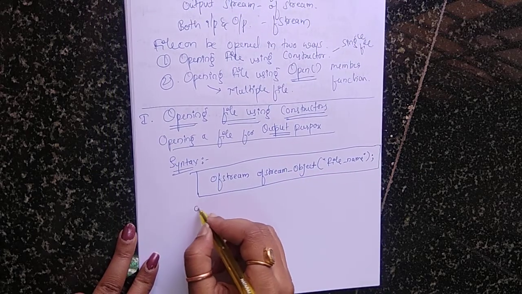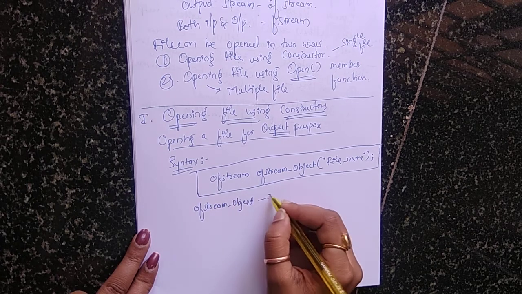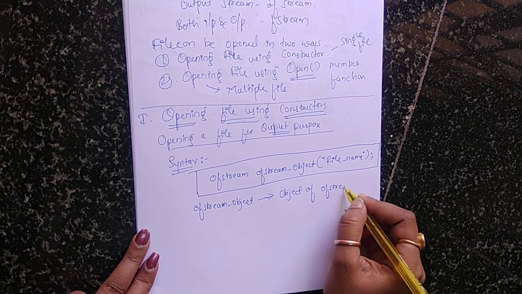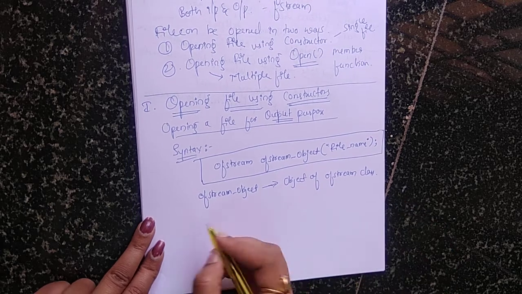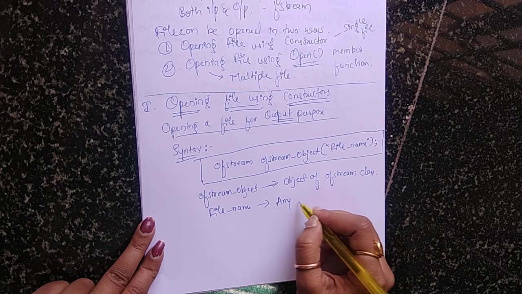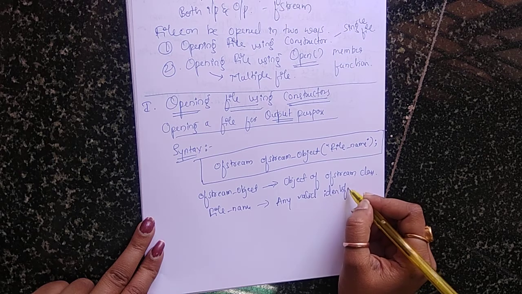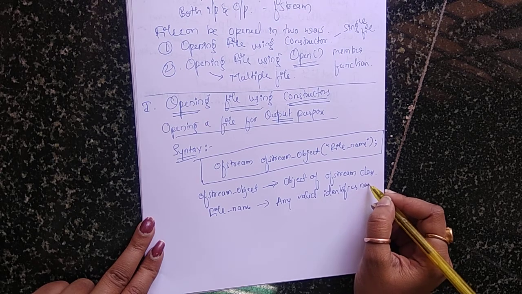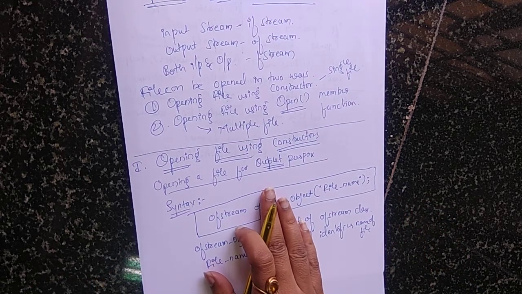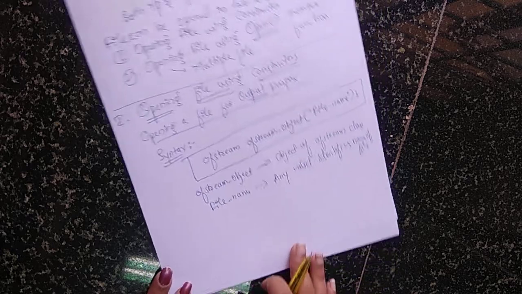So let me write here. The ofstream object is nothing but the object of the ofstream class, and your file name is any valid identifier, because to a file we give a name the same as an identifier. The identifier name of the file which we want to open for output purpose. That is known to you, so I will not write that much detail. Clear? So we'll see the example now.